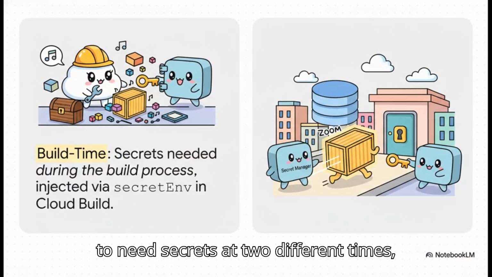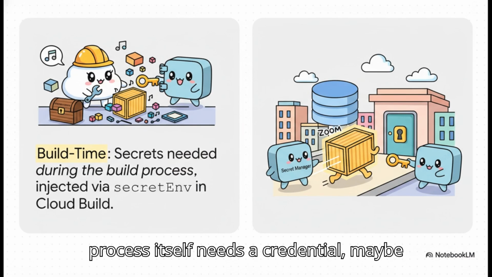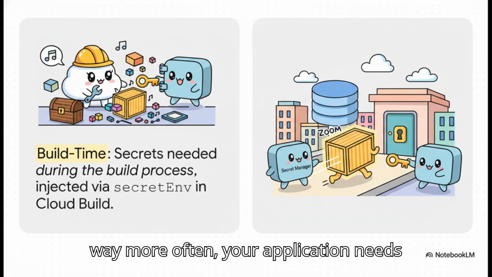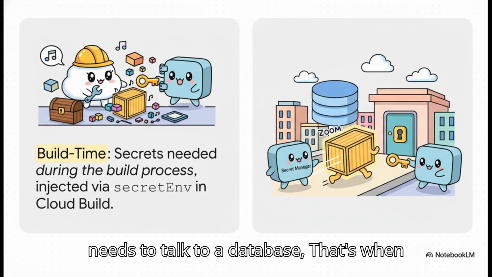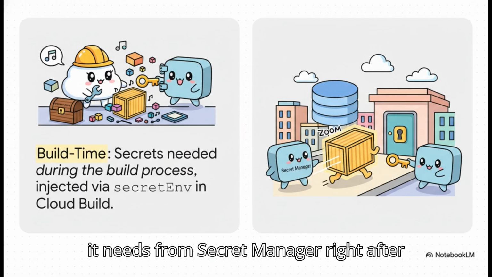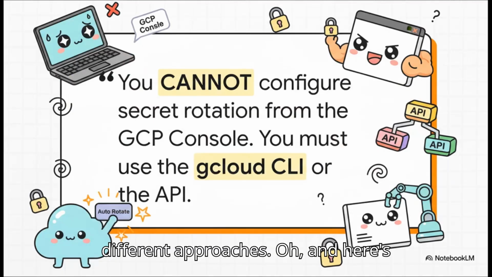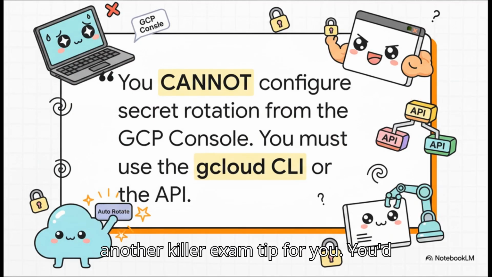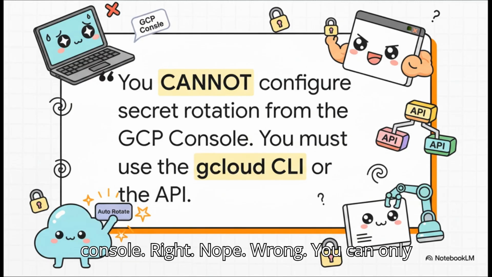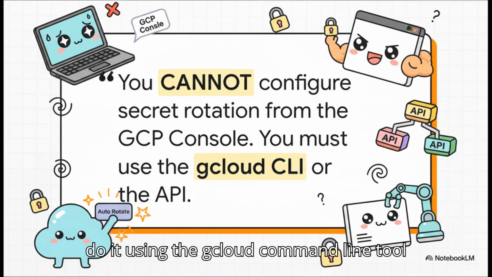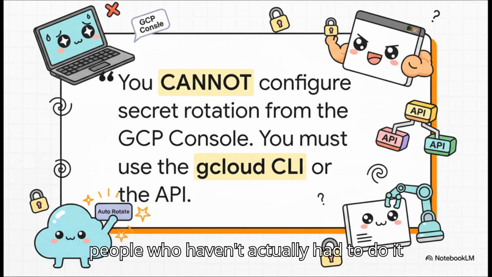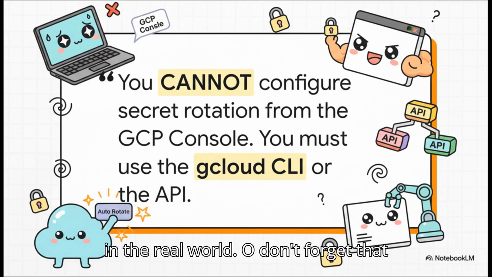Now, you're going to need secrets at 2 different times. Sometimes at build time. The build process itself needs a credential, maybe to pull from a private repository. But way more often, your application needs secrets at runtime, when it's live and needs to talk to a database. That's when the app itself should securely fetch what it needs from Secret Manager right after it starts up. 2 different moments, 2 different approaches. Oh, and here's another killer exam tip for you. You'd think you could set up automatic secret rotation from that nice, friendly web console, right? Nope, wrong. You can only do it using the gcloud command line tool or the API. This is a classic trick question, and it's designed to trip up people who haven't actually had to do it in the real world. So don't forget that one.